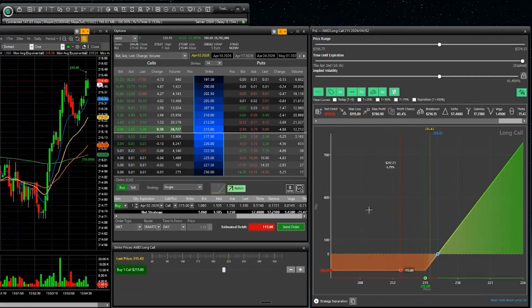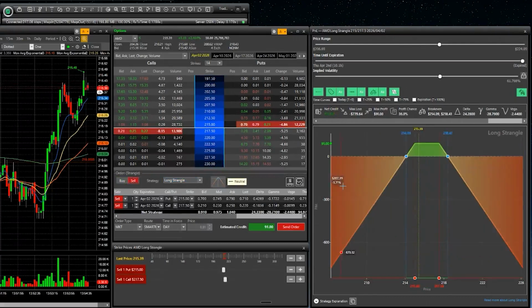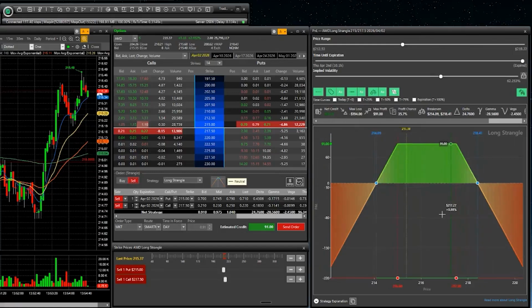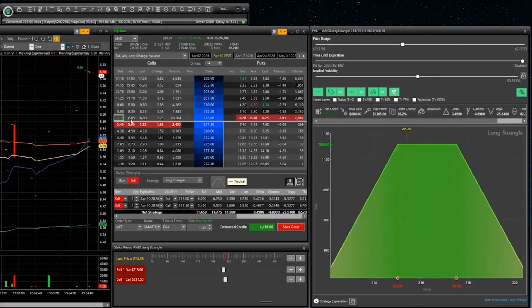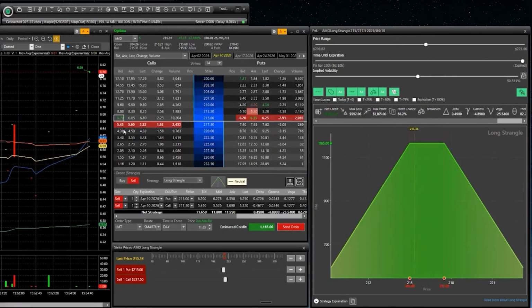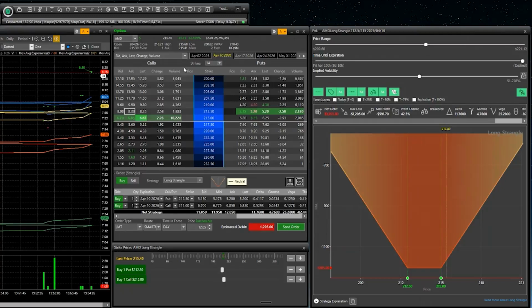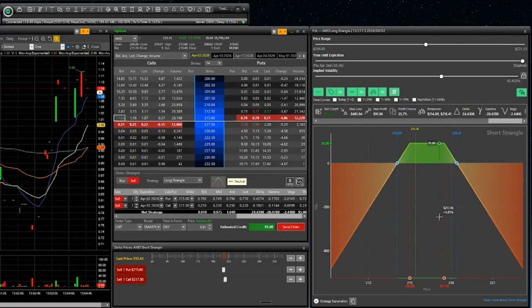Okay, so that's a single leg. So we'll understand a single leg. Let's now take a look at selling a strangle. Okay, so this is a more complex risk graph. All right, what I'm going to do is push this out to a further expiry, and we're going to go ahead now. Never mind. We'll stick with the 0 DTEs.